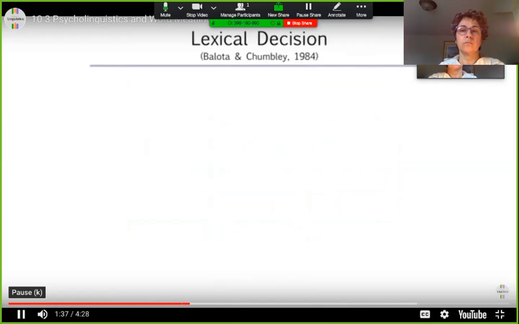The same researchers used these words in a lexical decision task. In this kind of task, a word appears briefly on a screen, and the person's job is just to decide whether it's a word or not and say yes or no. So if the word pants appears on the screen, you would say yes, because it's a real word in English. But if fonk appears, you say no, because that's not a word of English.